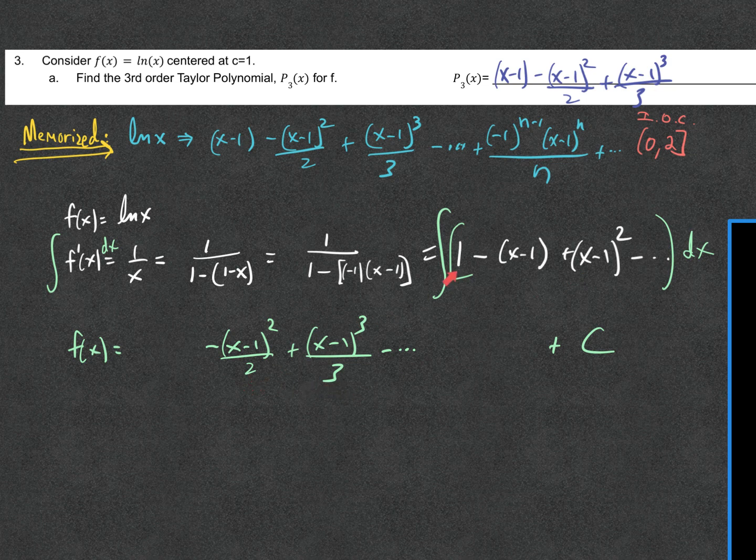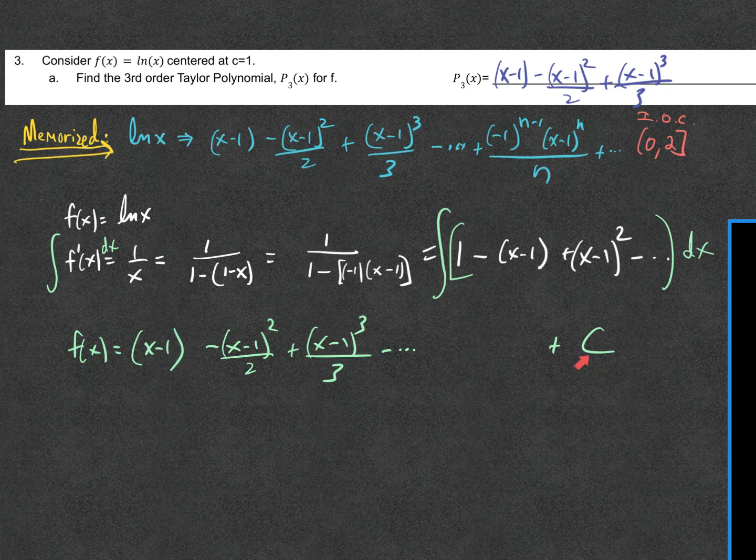Now be careful, the antiderivative of 1, some people were tempted to say just x, because the antiderivative of 1 is x. However, we are in the form of x minus 1. We are centered at 1. So if you're centered at 1, it's not just going to be x, it's going to be x minus 1.